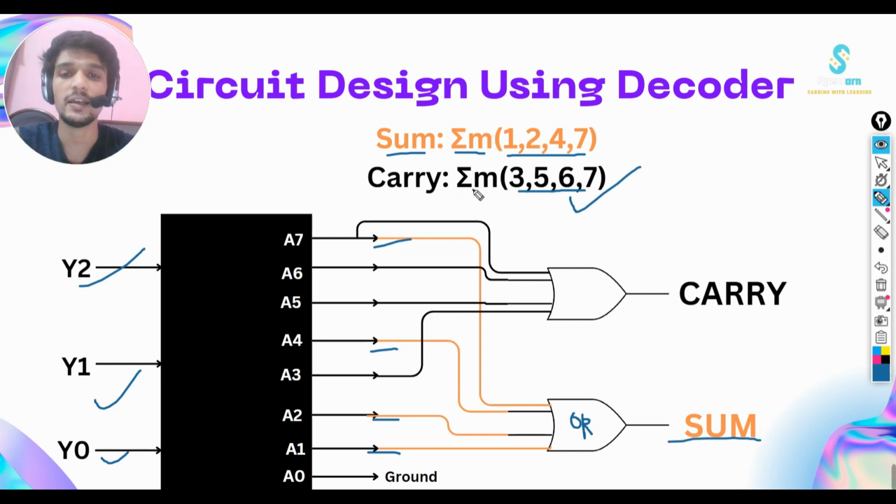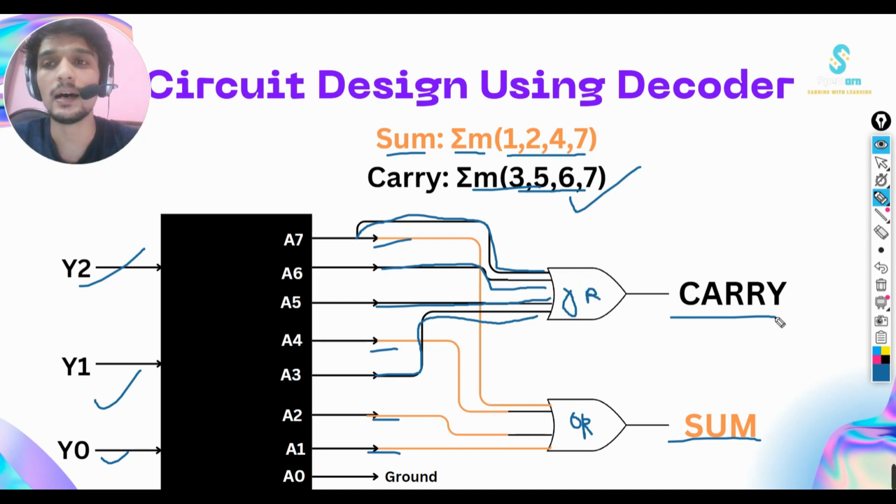Now similarly for carry, we'll use the black color. For the black colored pins, we can see we have 3, 5, 6, 7. So 3 will go here. Again, we have 5, so we represent 5 in it. And 6 and 7 come from here. We have taken them with the help of another OR gate, so carry is generated with the help of it. This is how we can represent our circuit using the decoder.